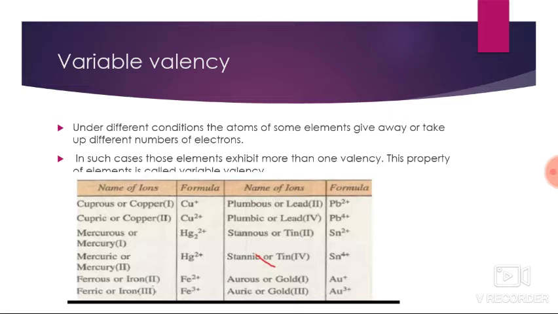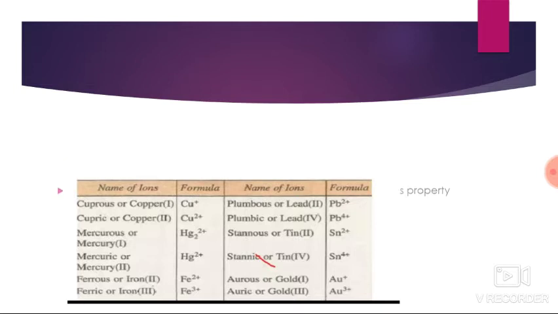I have given examples of the variable valency of some elements, such as copper. There are two valencies of copper, so there are also two names: cuprous or copper 1, that is Cu+, meaning it is giving one valence. Cupric or copper 2, that is Cu2+, and we have given many others. There is mercurous or mercury 1, mercuric or mercury 2. So these are the variable valencies.